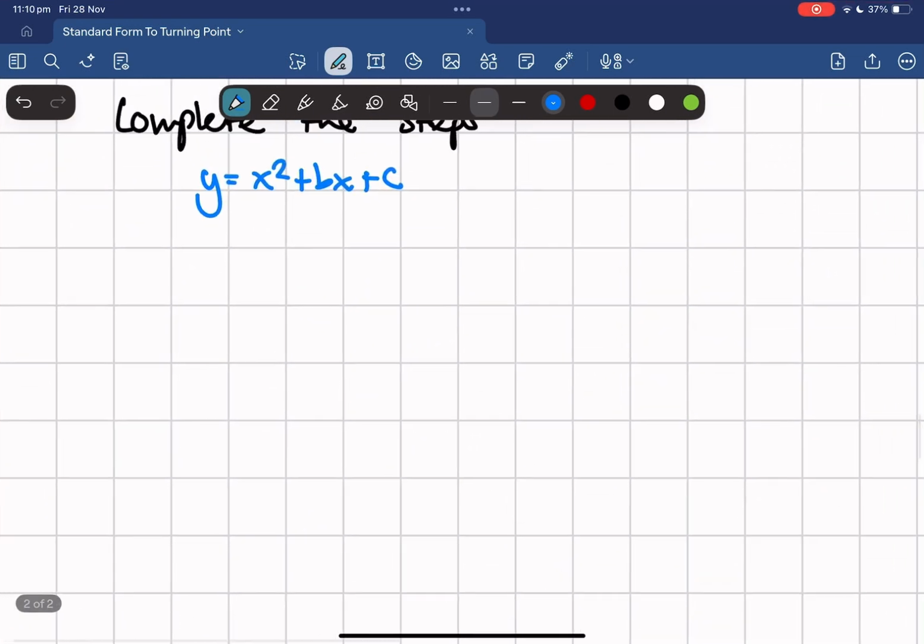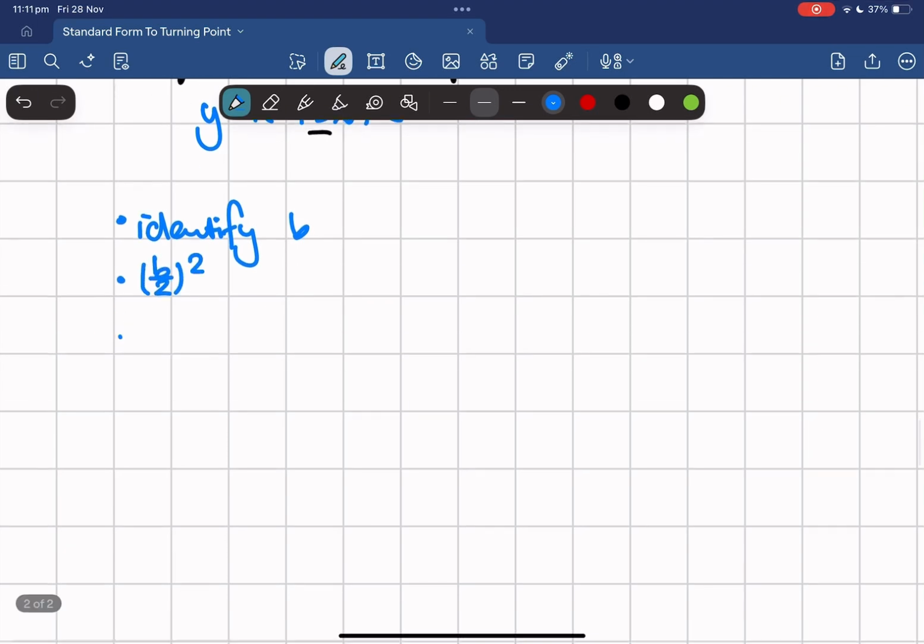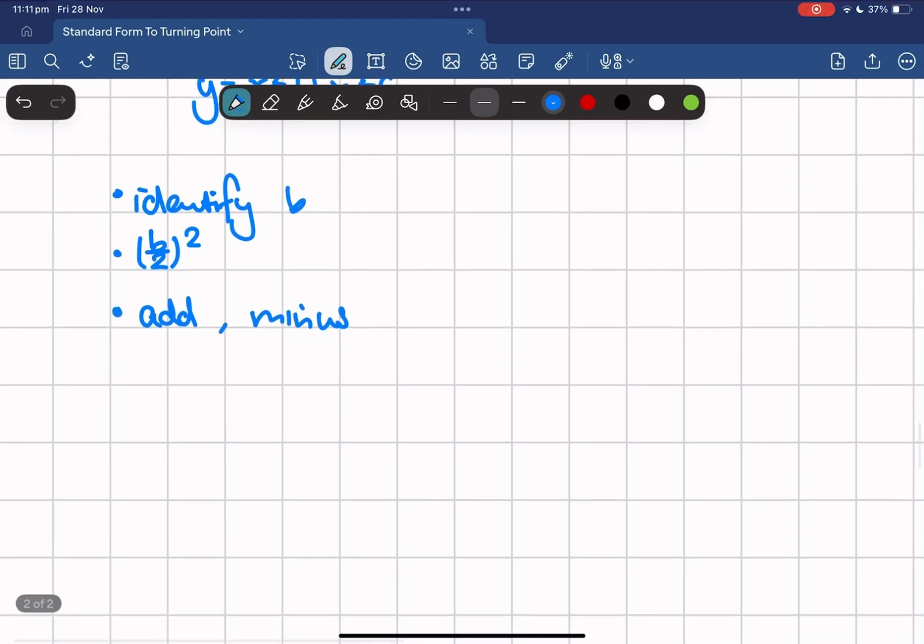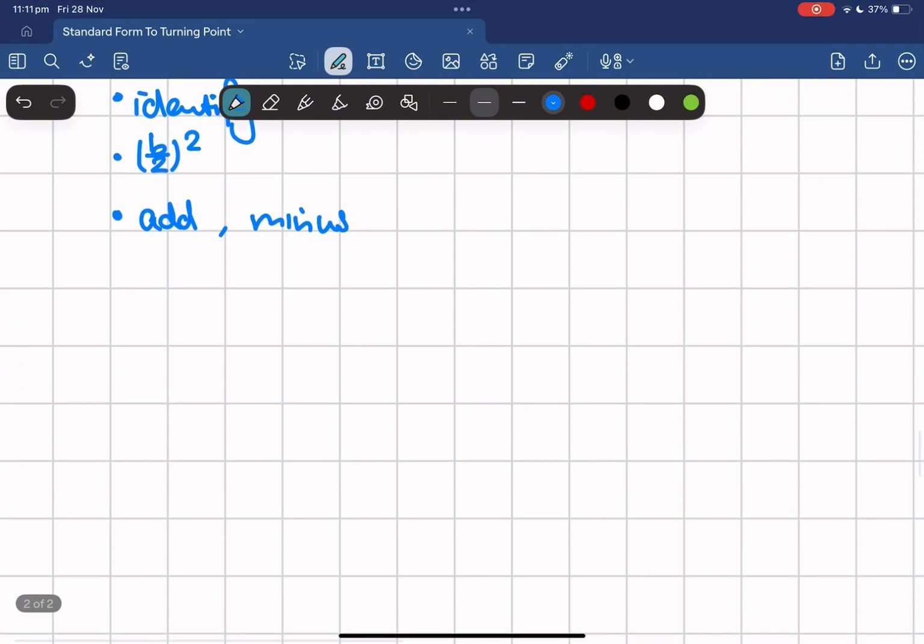Alright, so the first thing we need to do is identify b. Then we have to do (b on 2) all squared. Figure out what that number is. We're going to add that number, and then we have to minus it so that there's no change. If we add something and then we minus that same thing, it's the same as adding 0, which doesn't change our equation.